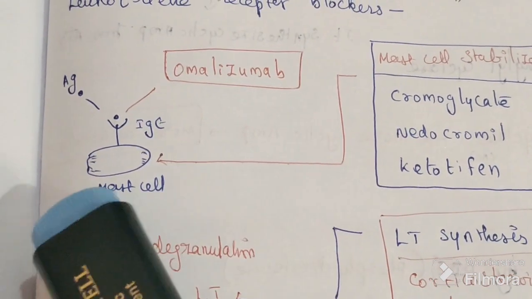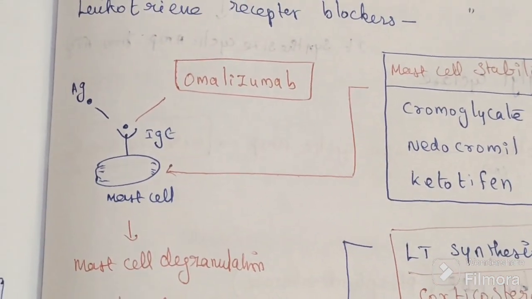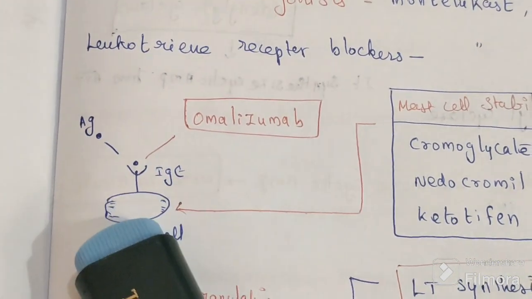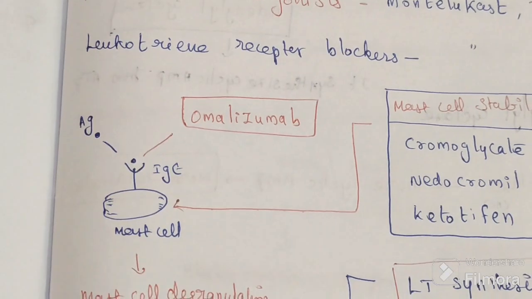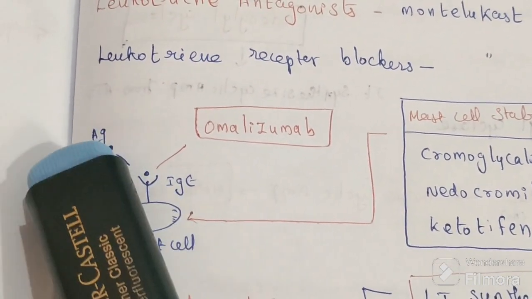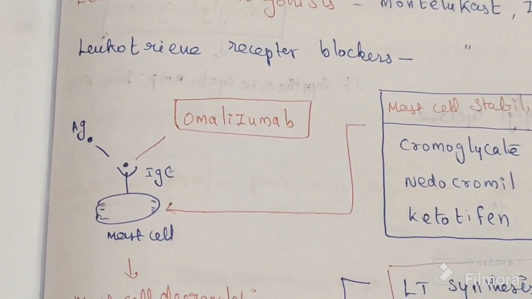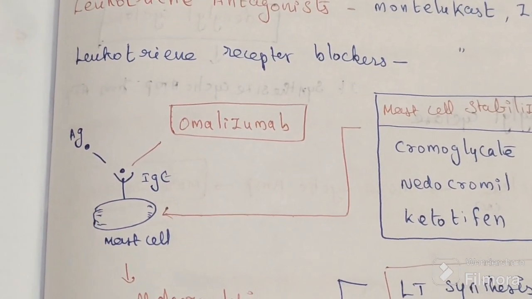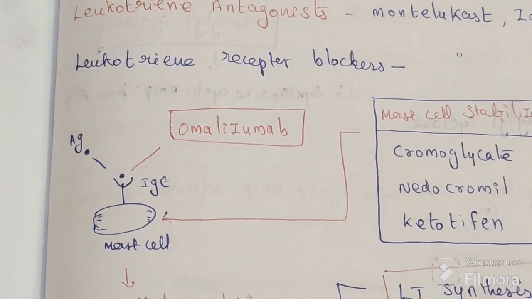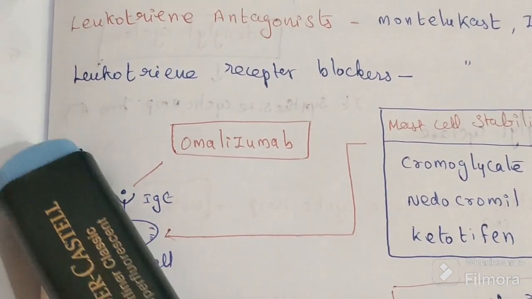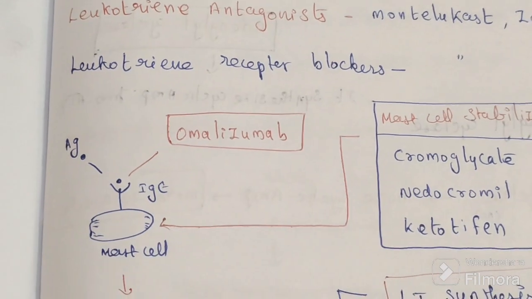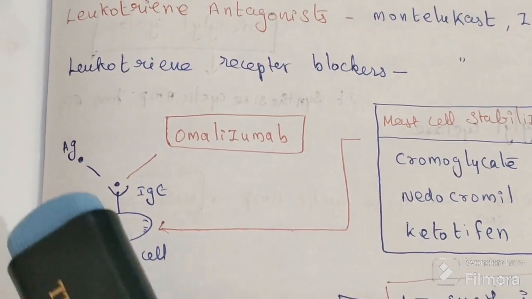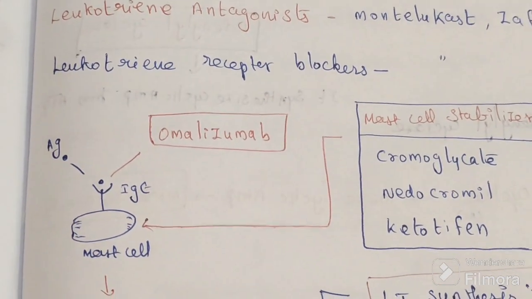Can you see this one, this is the mast cell. This is the IgE antibody, which binds to the mast cell. This dot is the antigen, which is entering the second time onwards. So this antigen comes directly to this antibody and binds here. It gives a signal to the mast cell.